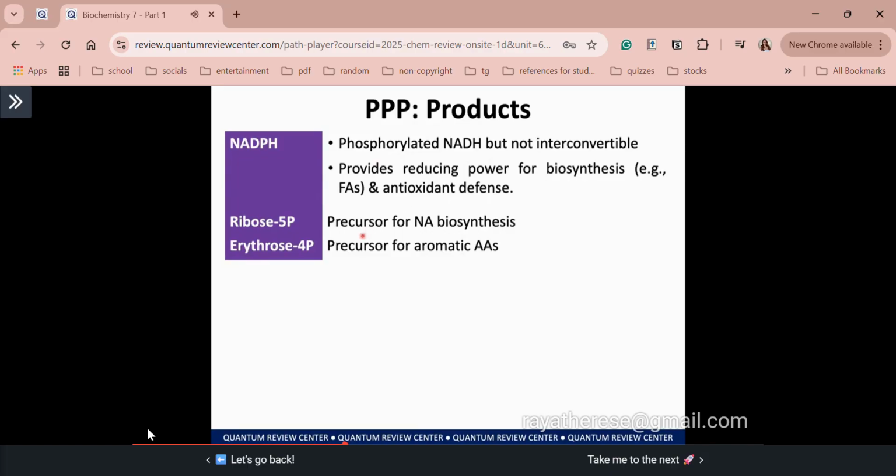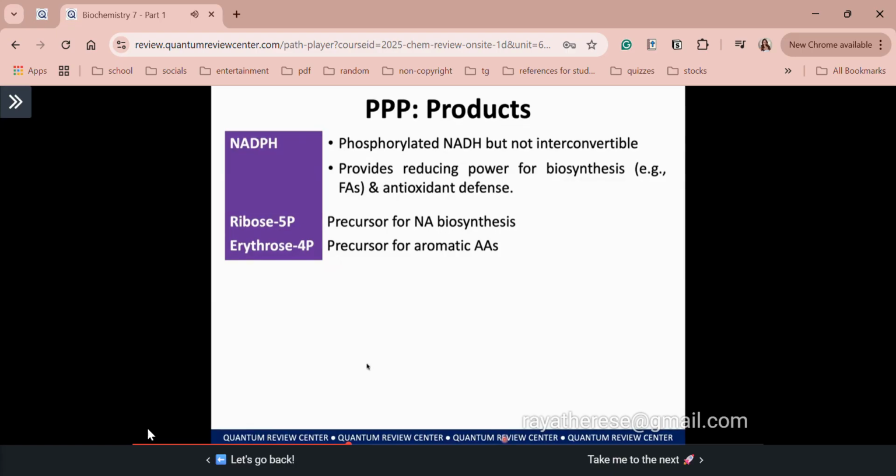Alright, secondly and thirdly, we have your products from our non-oxidative phase. Recall class, ribose 5-phosphate is our precursor for nucleic acid biosynthesis. Right? I've repeated that several times already. Ribose 5-phosphate again is a component of your ribonucleotides. And erythrose 4-phosphate, on the other hand, is a precursor for biosynthesis of aromatic amino acids, which we will discuss later on in our amino acid biosynthesis.